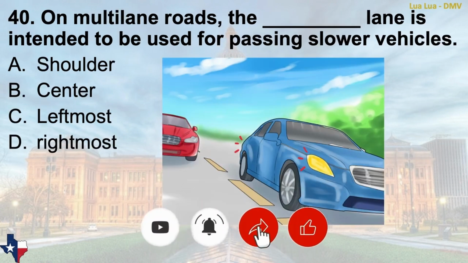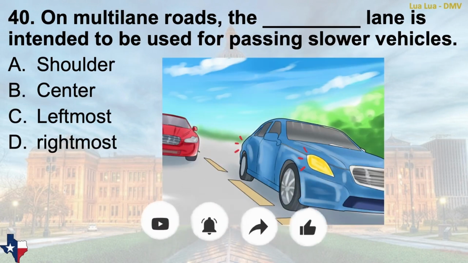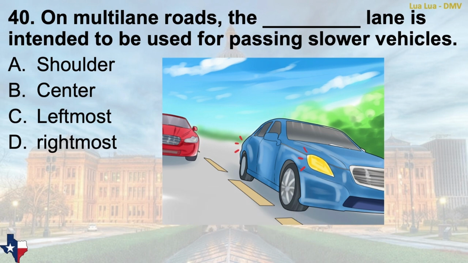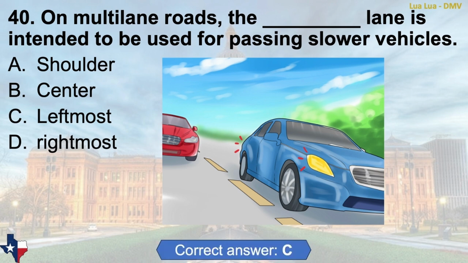Question 40. On multi-lane roads, the blank lane is intended to be used for passing slower vehicles. A. Shoulder. B. Center. C. Leftmost. D. Rightmost. The correct answer is C. Leftmost.